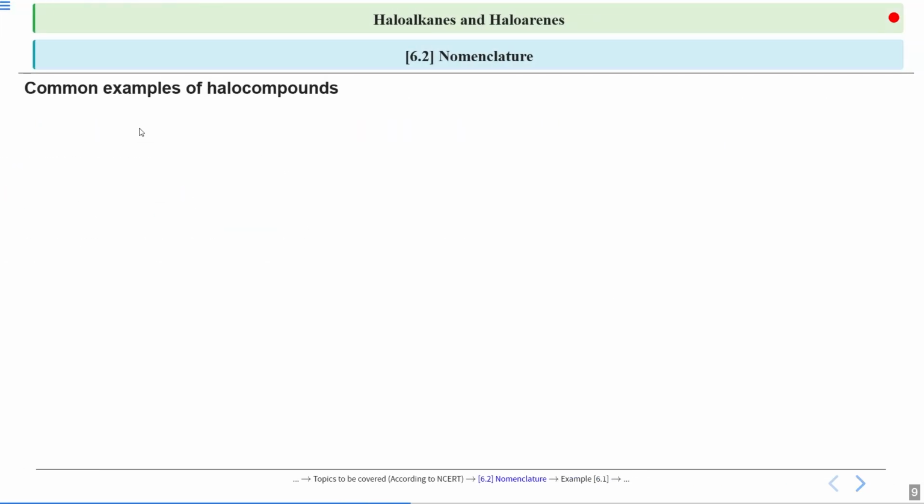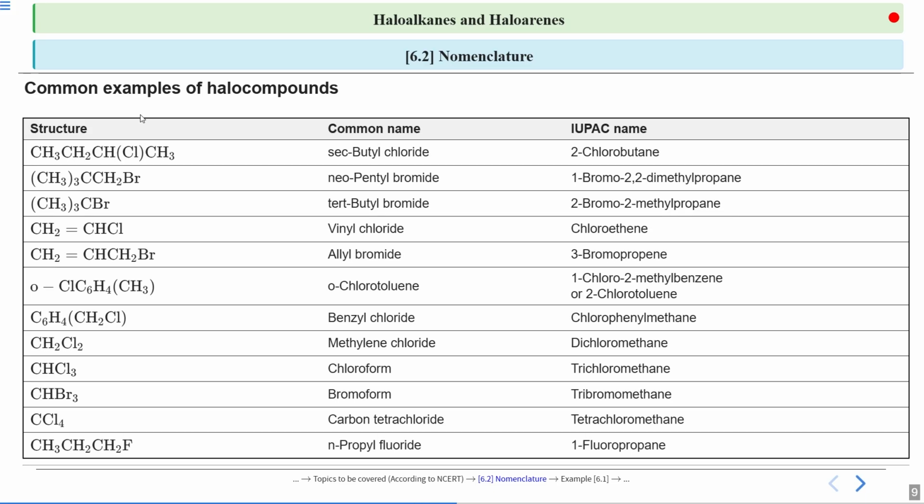Let's see the common examples of halo compounds. We have this table with three columns: first the structure, then the common name, and then the IUPAC name. The structure is CH3 CH2 CH Cl CH3. Its common name is secondary butyl chloride, and the IUPAC name is 2-chlorobutane.